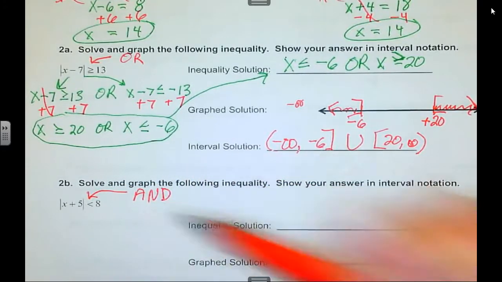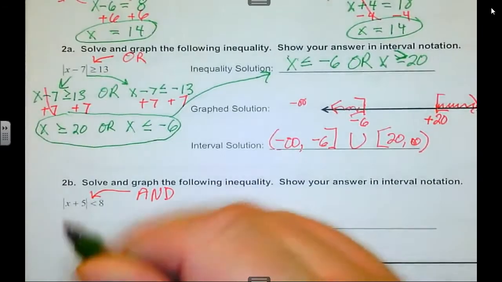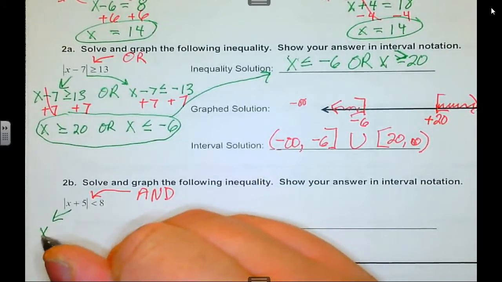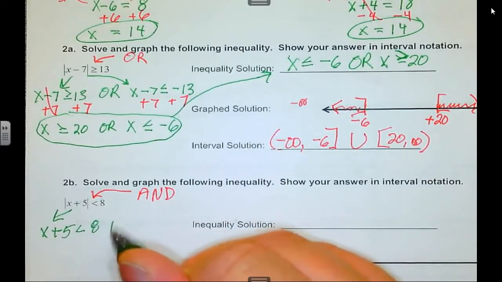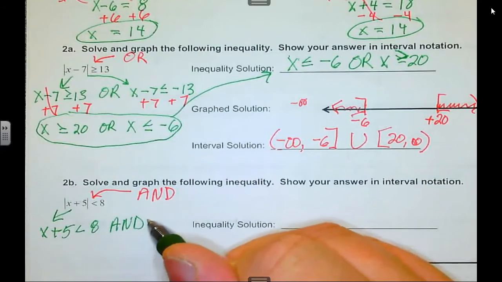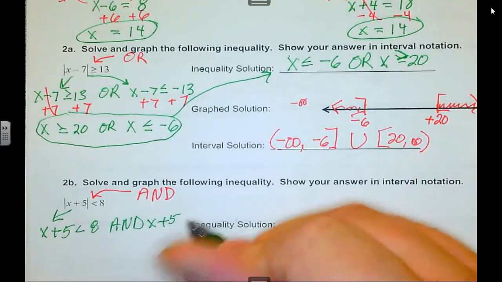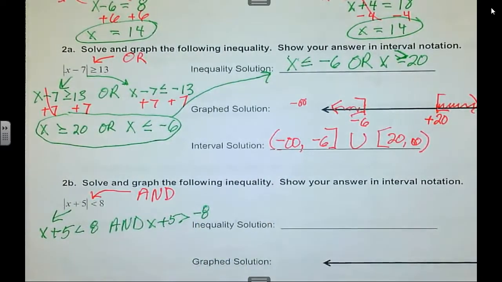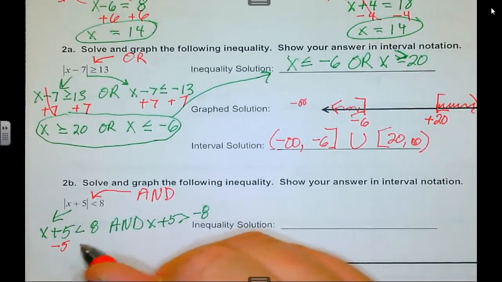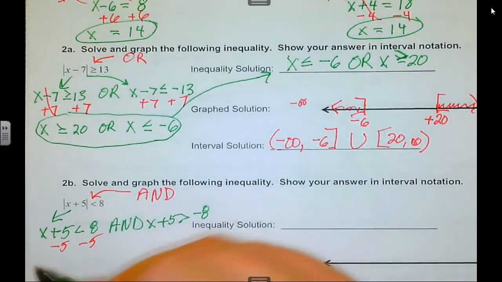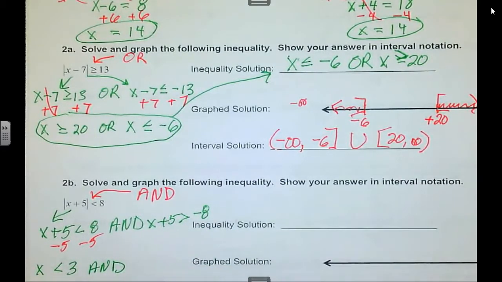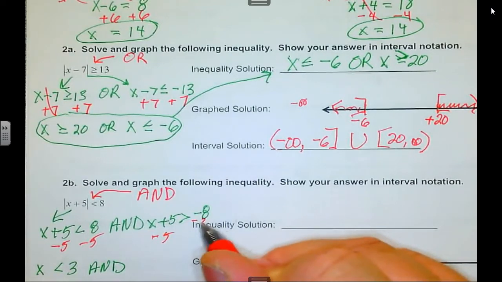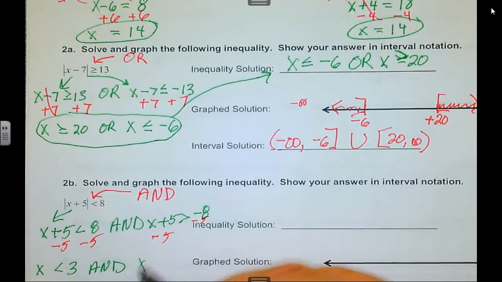Less than are going to be and problems. Set each of these equal to, I'm sorry, less than what's there, and set it greater than negative 8. Subtract 5, subtract 5. X is going to be less than 3. Subtract 5, subtract 5. X is going to be greater than negative 13.